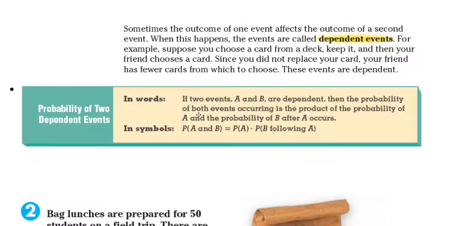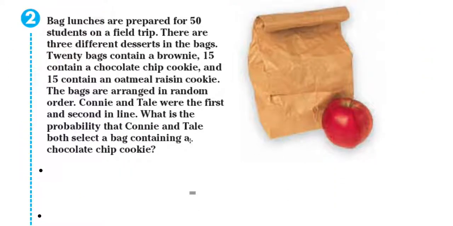So in words, if 2 events A and B are dependent, then the probability of both events occurring is the product of the probability of A and the probability of B after A occurs. So in symbols, the probability of A and B is equal to the probability of A times the probability of B following A. This looks a little foreign to you right now, so let's take a look at example 2 and see how that clears it up.